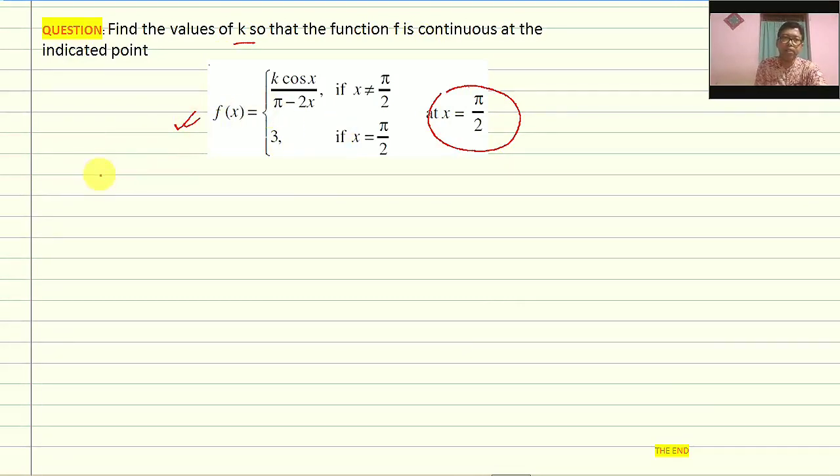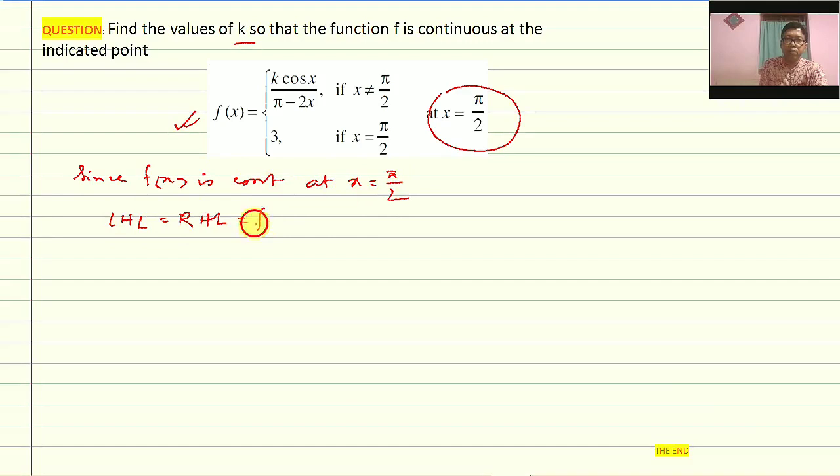Very simple. Since f of x is continuous at x equal to pi upon 2, you can write LHL is equal to RHL is equal to f of pi upon 2, isn't it? So I want to take only LHL equal to f of pi by 2. Okay? That means what is LHL? LHL means limit x tends to pi upon 2 minus.